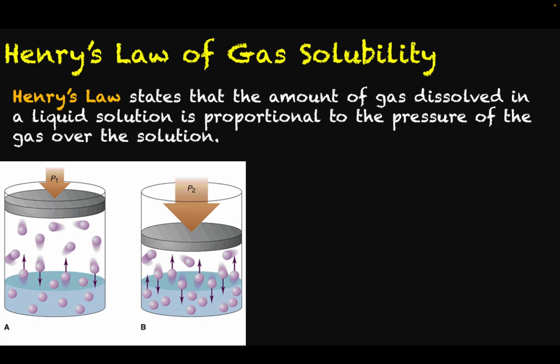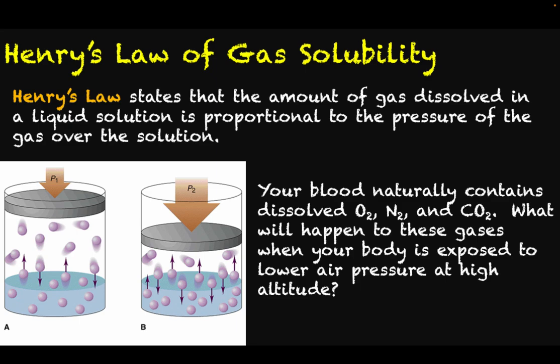So if we increase the ambient air pressure, then we start to force the gas around us into a liquid state. So consider a body fluid like your blood: it naturally contains dissolved gases like oxygen and nitrogen and carbon dioxide. It doesn't contain a whole lot of these gases, but a little bit is there because of the pressure pushing down on them.